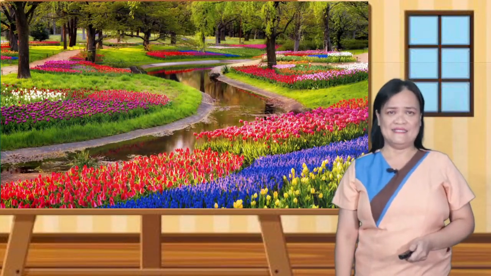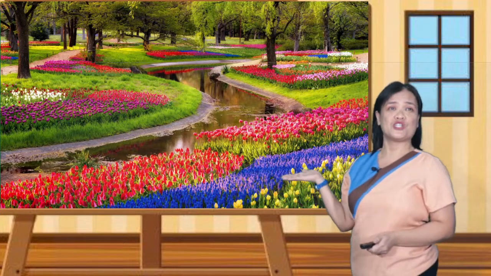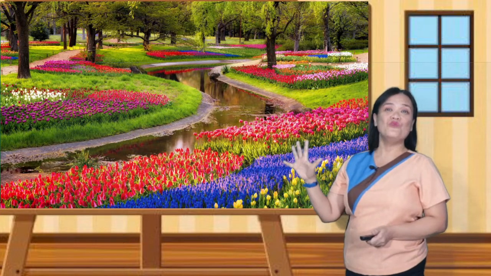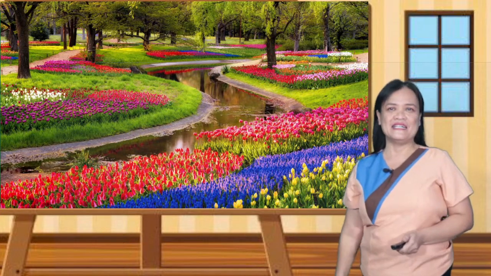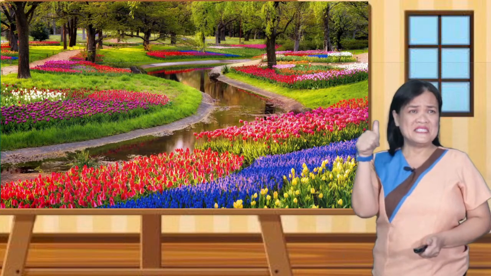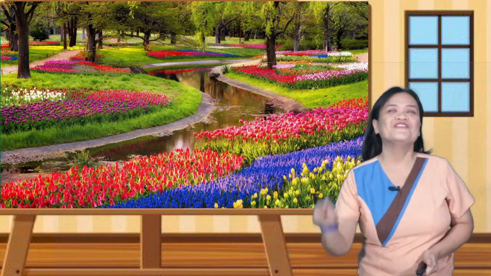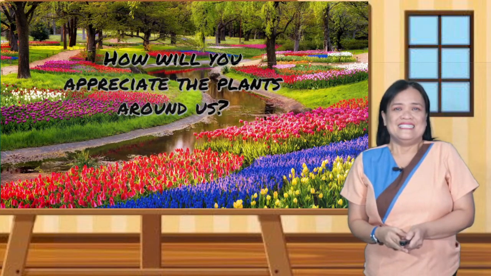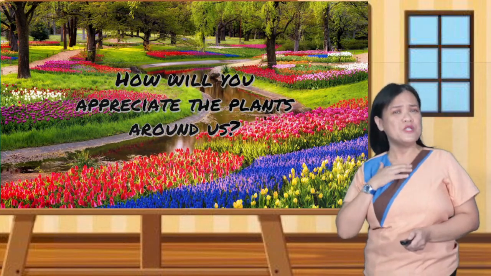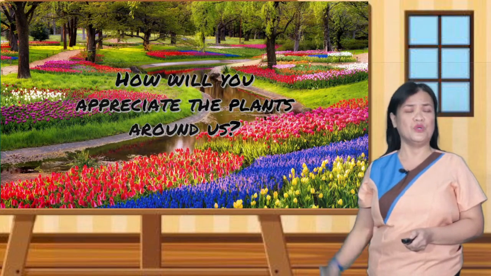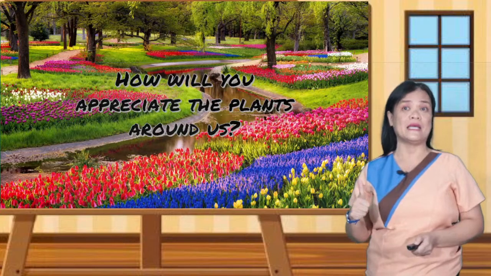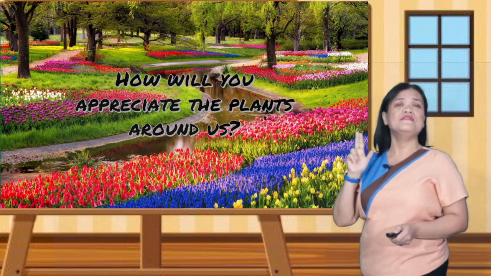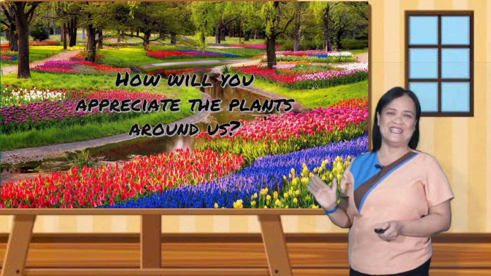So the next slide. What can you see in this picture aside from me? Yes, there are plants. What else? Trees. What else? Flowers. Different flowers. Okay. So how will you appreciate the plants around you or around us? Okay, how do you appreciate it? By enjoying and using the benefits of the plants around us.